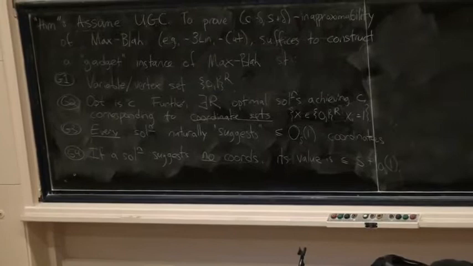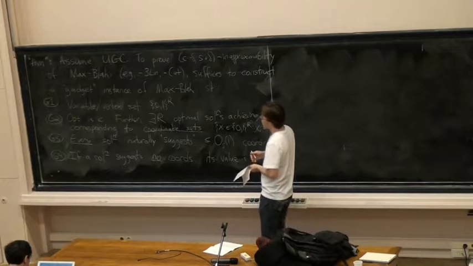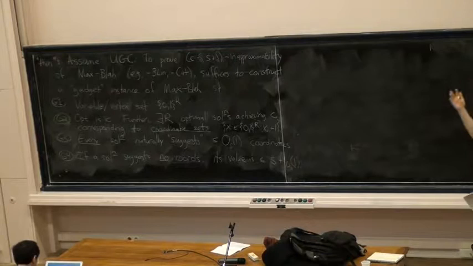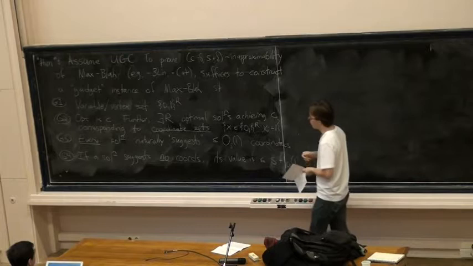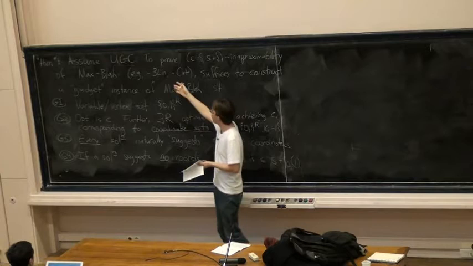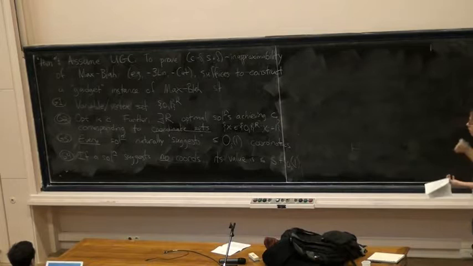Okay, so what does your task reduce to? Well, as I said, it involves constructing a gadget instance, which will eventually plug into a polynomial time reduction, which has some properties. So let's go through them. The first property is that the variables or vertices, the ground set in your optimization problem, are identified with {0,1}^r, where r you should think of as a very, very large number, even infinity.